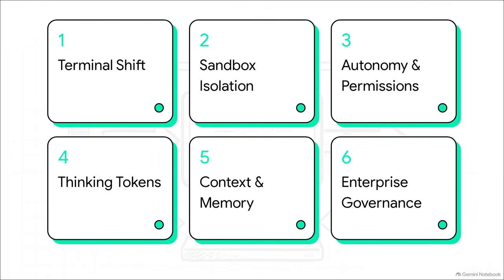We'll quickly cover the terminal native engineering shift, then dive into our dashboard dials: sandbox isolation safety vaults, autonomy and permission gradients, dialing thinking token budgets, and context compaction and memory. Finally, we'll wrap up with orchestration and enterprise governance.